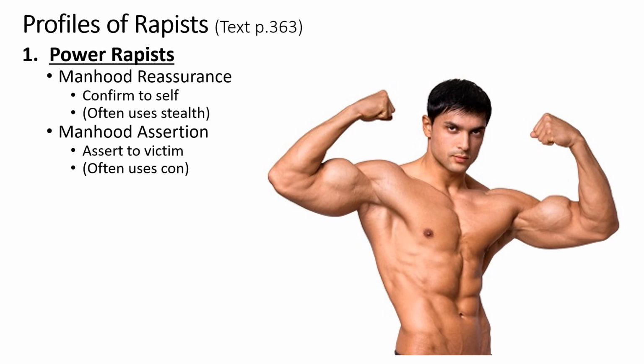One, manhood reassurance. This is where he's trying to confirm to himself and convince himself, yes, I really am a man. So he's got some self-doubt. He often uses stealth and sneaks up on the victim. The second power rapist would be manhood assertion. He's trying to assert to the victim, I'm a man, and he wants her to believe that he's a real man. He often uses con games, fooling her at first and then raping her when the right time comes.